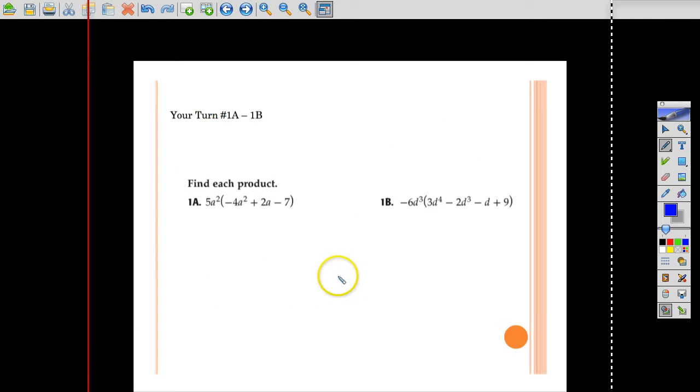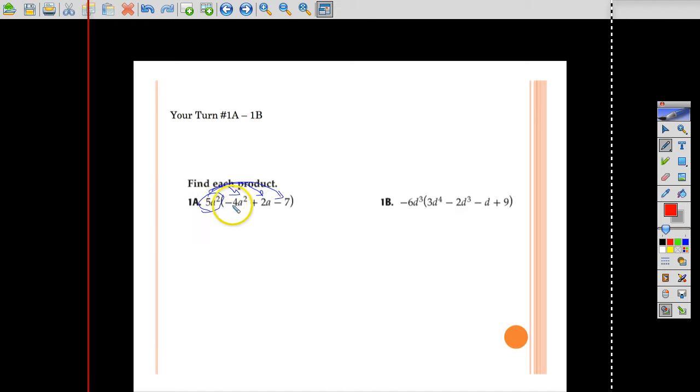Okay, so here's your turn. You can use either method. Personally, I like to use the horizontal method. And just because it's a new concept, let me just do one together. So you have positive 5a squared, and you're distributing it to everything inside.